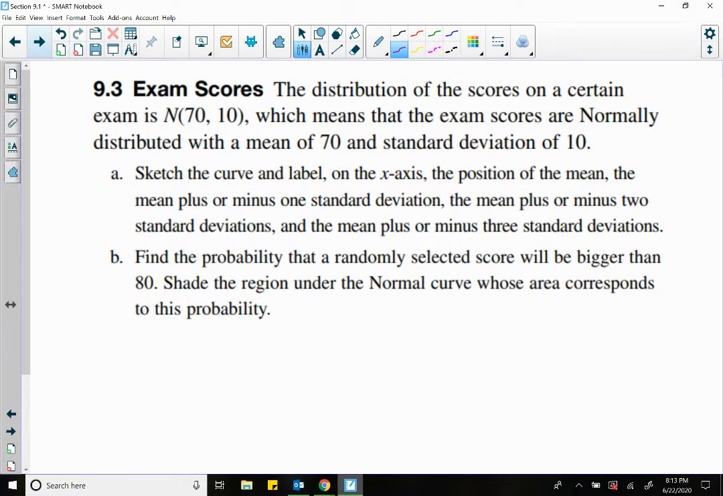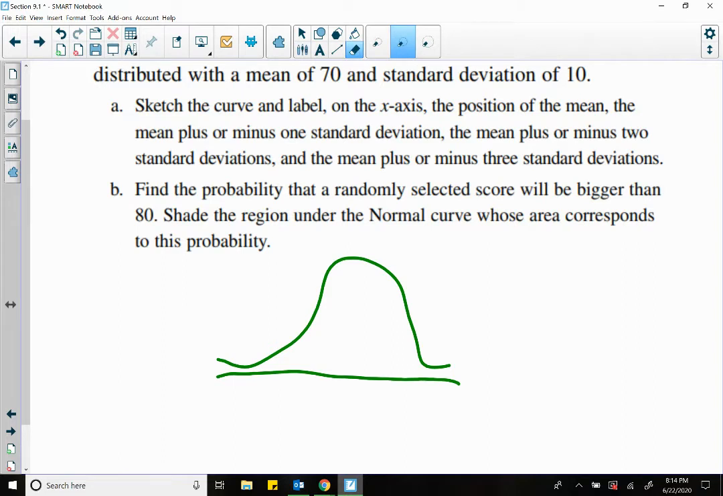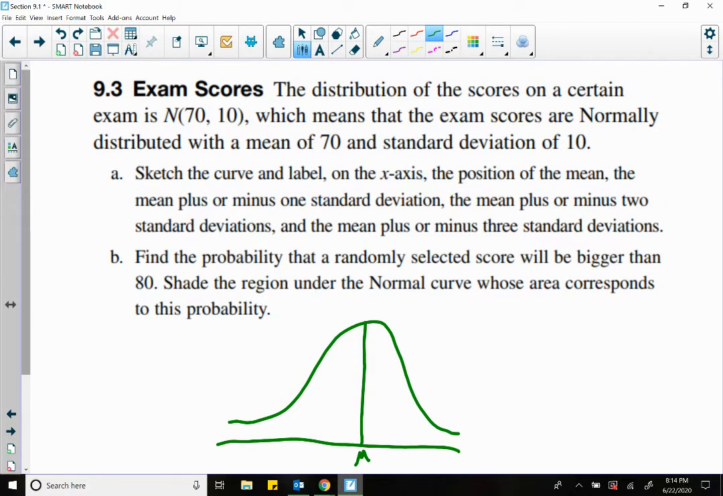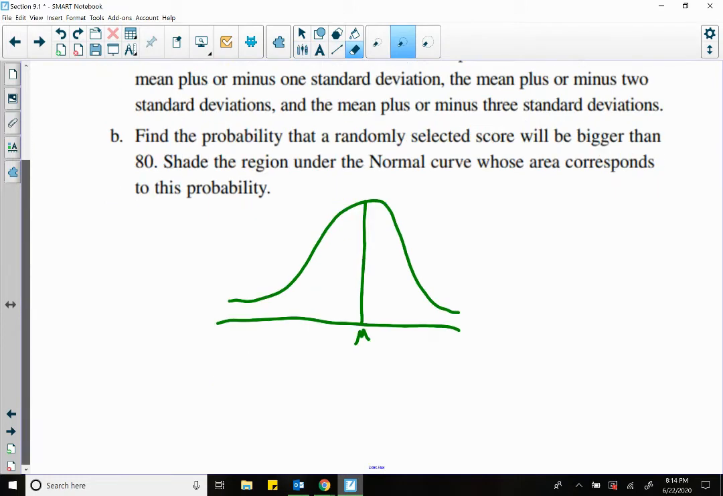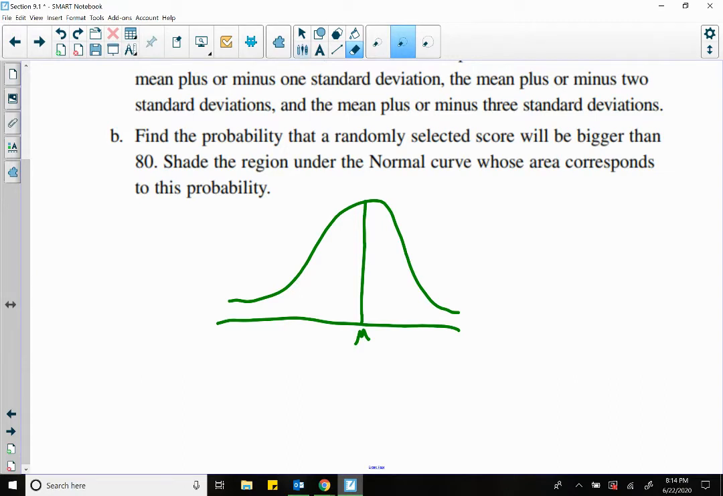Okay, so the first thing is sketch the curve. So you've got this normal distribution. Wow, that's horrible. Let's redo this. Oops, let's get it so it can actually draw. Okay. In the middle goes mu, because that's what this is. So this is our mu. This is our sigma. In the middle goes a score of 70.